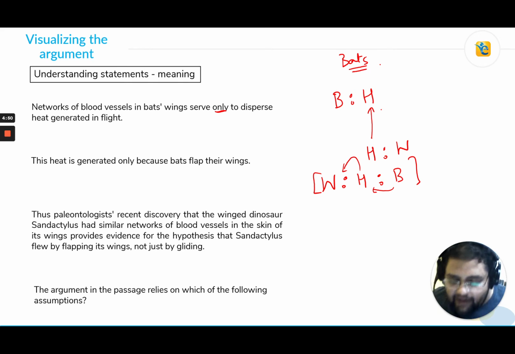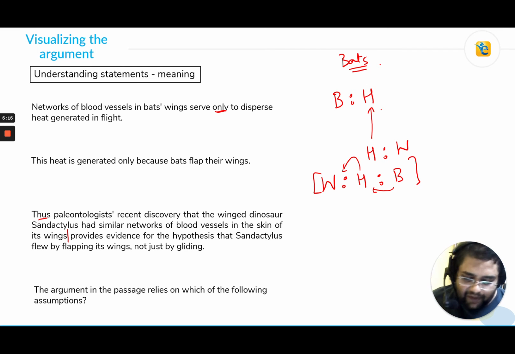Now let's move on. Thus, so the author is making some kind of a conclusion. That's a conclusion marker. Paleontologists are scientists who study fossils, but that doesn't matter. Thus, paleontologists' recent discovery that the winged dinosaur Sandactylus had similar networks of blood vessels in the skin of its wings provides evidence for something. Let's hold on to that. Let's first break it down.